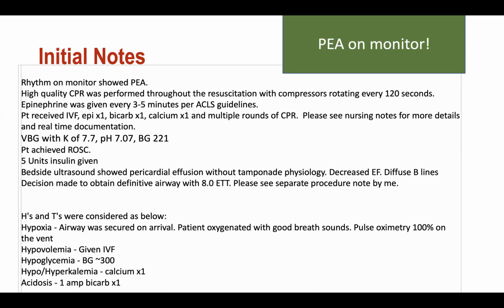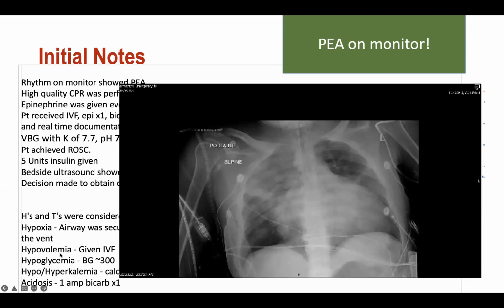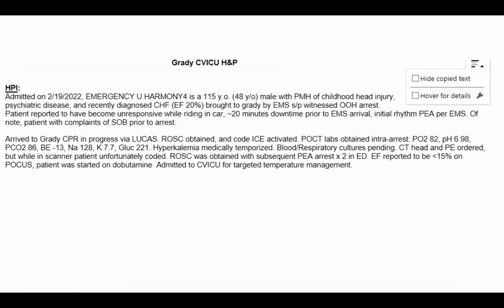He has a pericardial effusion without tamponade physiology, a decreased EF. He has diffuse Kerley B lines on his chest X-ray. They decide to intubate. And all of those considerations that you talk about when you've got PEA, hypoxia, hypovolemia, hypoglycemia, hypo or hyperkalemia, and acidosis, all those things were considered. Here's his chest X-ray. So not a big surprise. He's got a big old boggy heart, right? He's got a very small thoracic cage with a really big boggy heart. So then he gets admitted up to the CVICU.